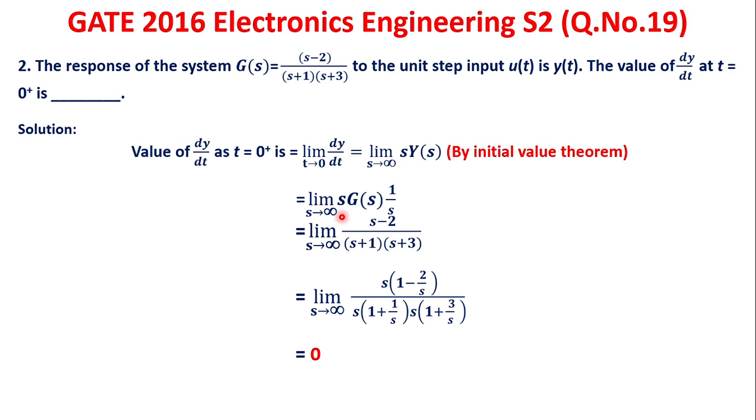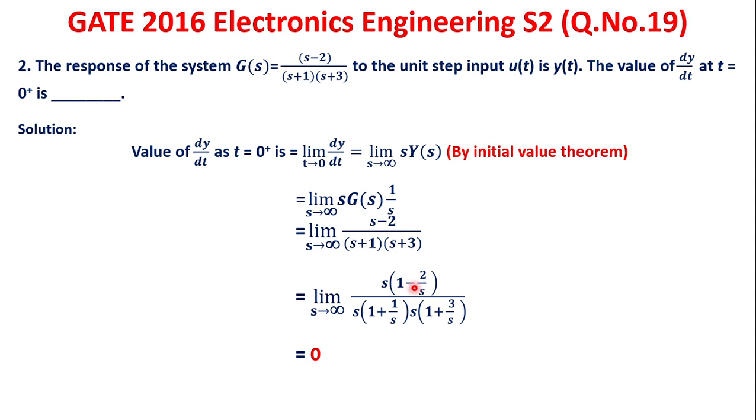So limit s tending to infinity s into G of s into input. So Y of s is the transfer function multiplied by input. Input is a step input, unit step. Therefore, the Laplace transformation E of s is 1 by s. So s cancelling, so G of s only. So the same G of s is written. So here what is done is, in both the numerator and denominator, the s term is taken outside. Otherwise, we will get infinity by infinity form.